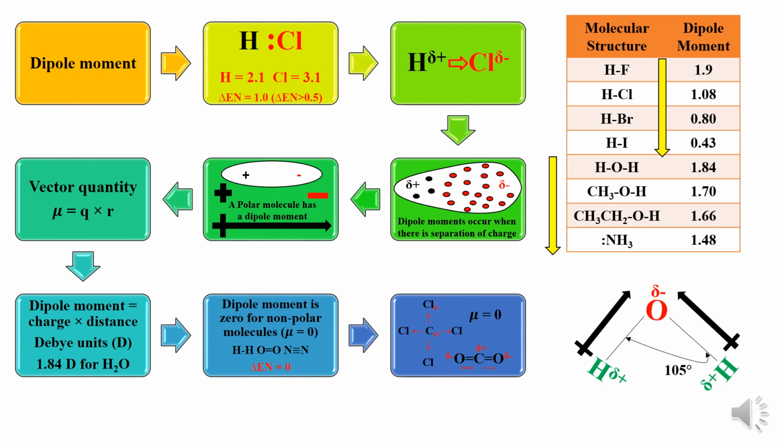So it has two polar oxygen hydrogen bonds, and each oxygen hydrogen bond has a dipole moment vector with a value of 1.5, and these two dipole moment vectors sum up together, resulting in a net molecular dipole value of 1.84 debye units.